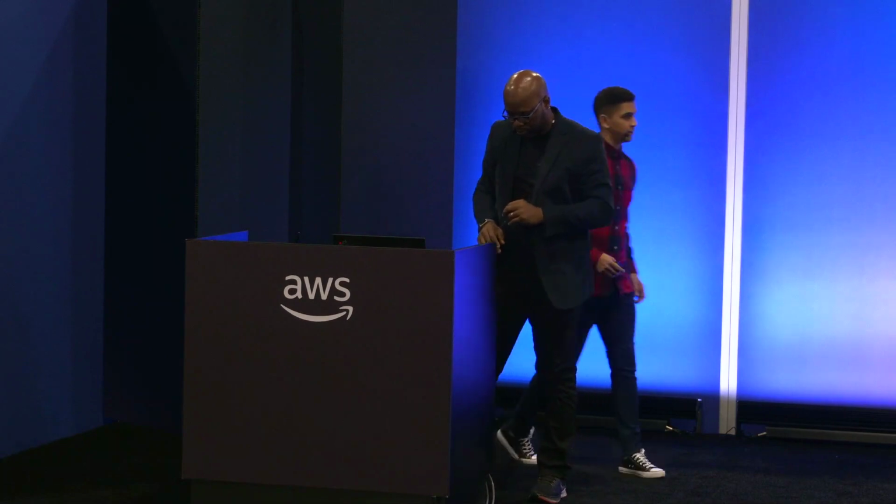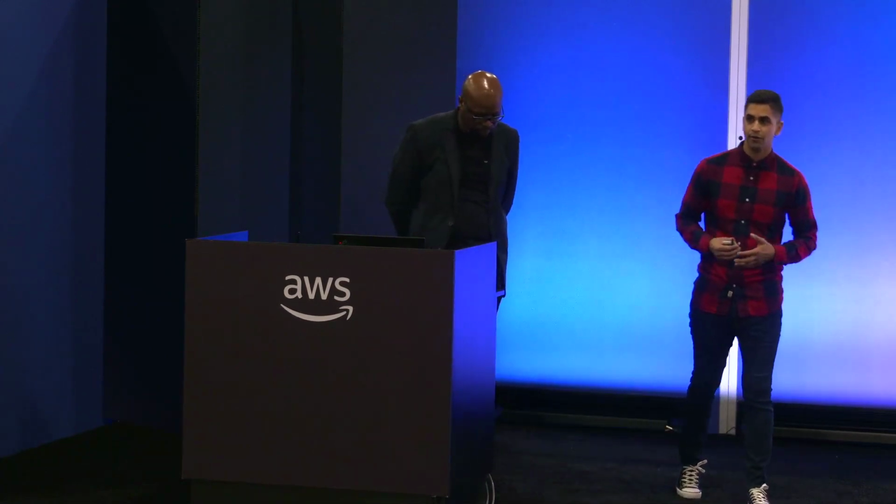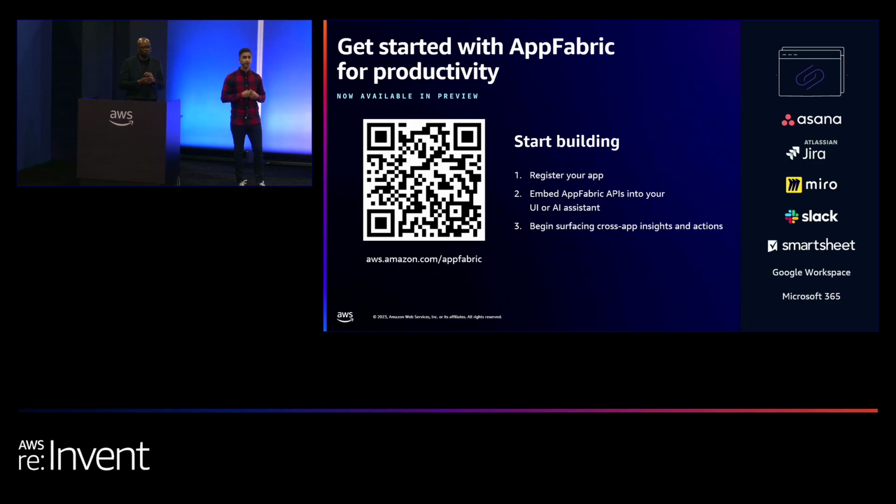Awesome. So we've spent a little bit of time on AppFabric now, and just to wrap things up, it's really easy to get started with this service. All you have to do is first register your application. You get access to the APIs that we've been talking about. Next, it's really on you to figure out how to embed and build these experiences that your users will want. After the users authorize access to their data, then you're going to start seeing those insights.